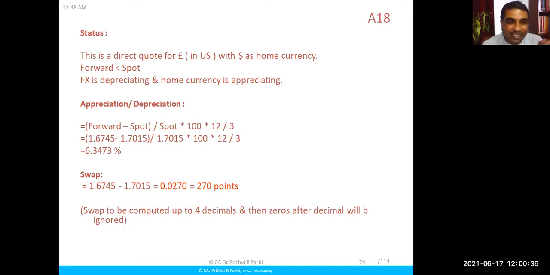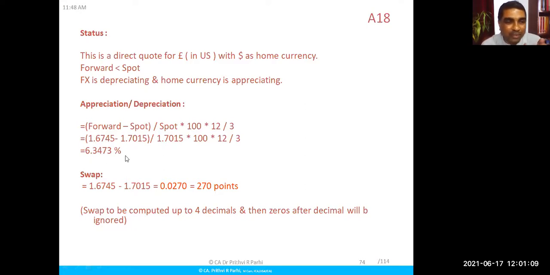How to get it? Forward minus spot, you find the difference, which is negative. Divided by spot, into 100, into 12 by 3. We multiply by 12 to annualize, and since it is 3 months forward, we divide by 3. So the depreciation is 6.3473%. This is a negative impact, since deducting this minus this gives a negative. So this is the depreciation.